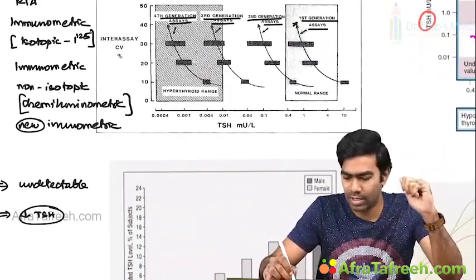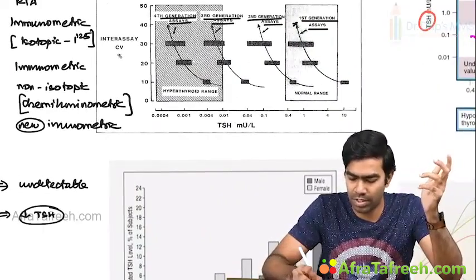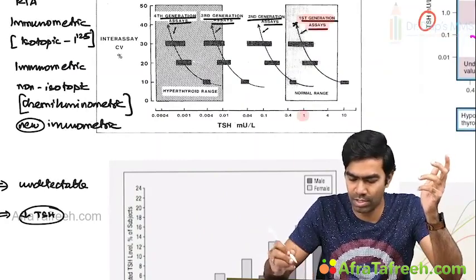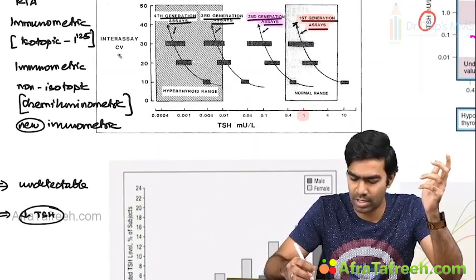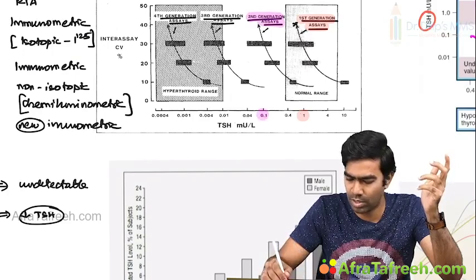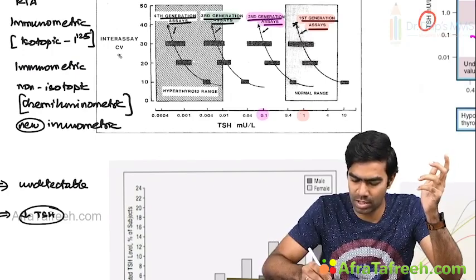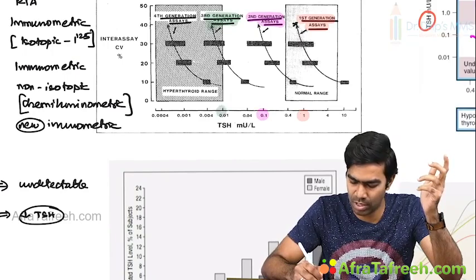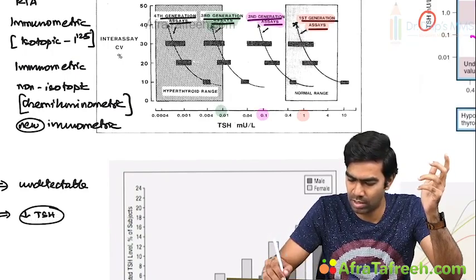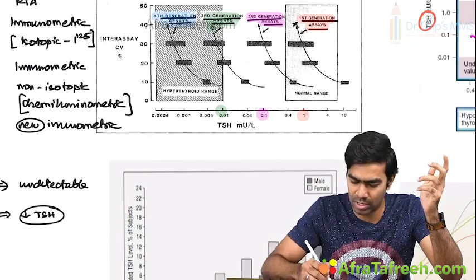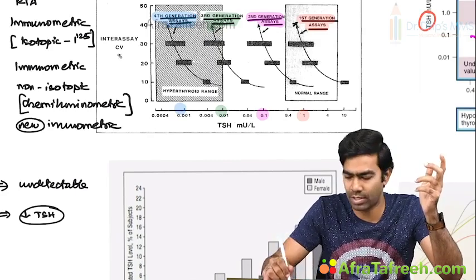You can see this diagram explains a lot of things. The first generation, first let us finish off. The sensitivity is 1. Second generation, the sensitivity is 0.1. And the third generation, you can see the sensitivity is 0.01. And finally, the fourth generation assay, the sensitivity is 0.001.